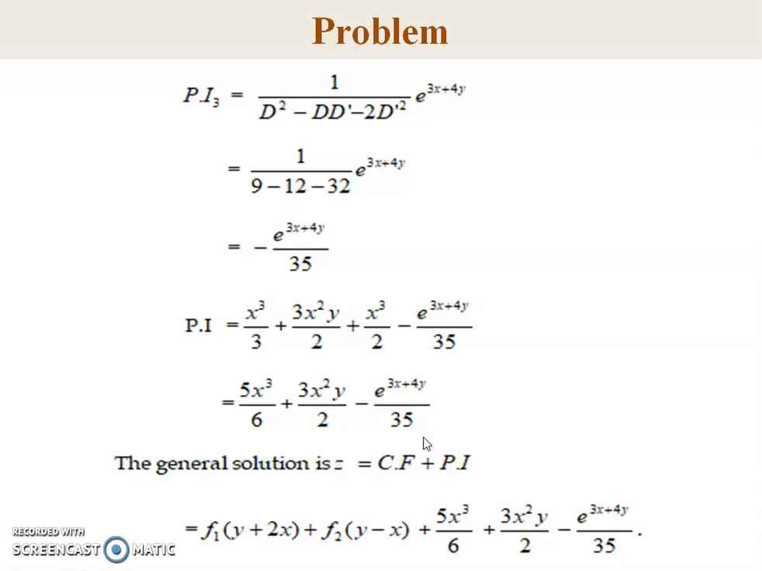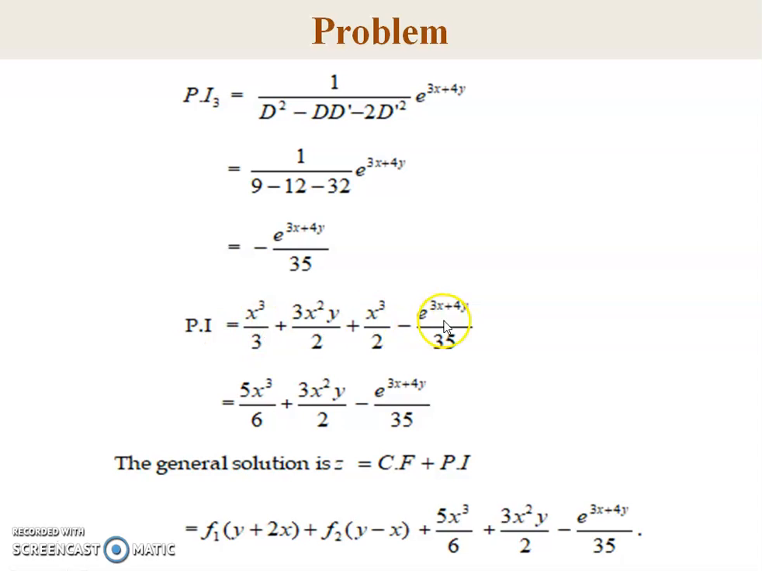Now particular integral 3. We have e power 3x plus 4y by D square minus DD' minus 2D' square. What is the coefficient of x here? 3. Put D equal to 3 here. What is the coefficient of y? 4. Put D' equal to 4. So we get 1 by 9 minus 2 minus 32, e power 3x plus 4y. After simplification, we get e power 3x plus 4y by 34.